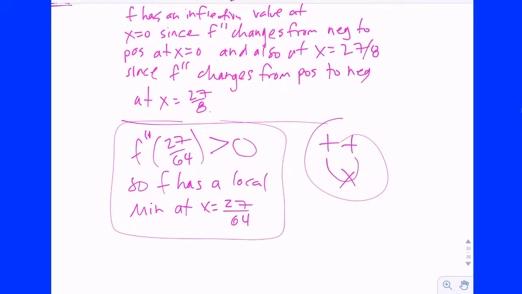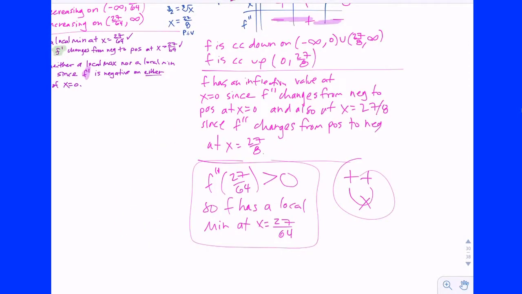And that's the second derivative test for local extrema. When you check for intervals of concavity, you don't do the inequality. A lot of people on the test, where I just asked for concavity, did the second derivative test.